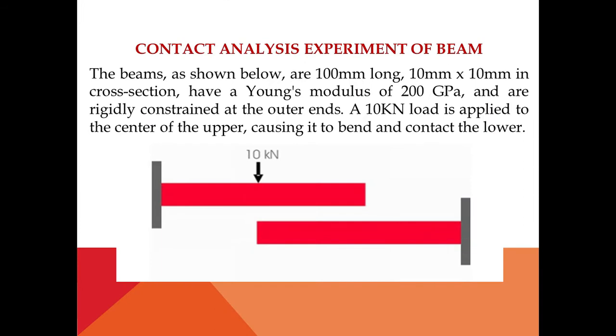In this video, we're going to discuss the contact analysis experiment of the beam. Here the beam is as shown in the figure, having a length of 100 mm, width of 10 mm, and thickness of 10 mm. The middle of the beam is steel having a Young's modulus of 200 gigapascal and is rigidly constrained at the outer ends. A 10 kilonewton load is applied on the center of the upper portion of the beam and causes it to bend and contact the lower portion of the beam.